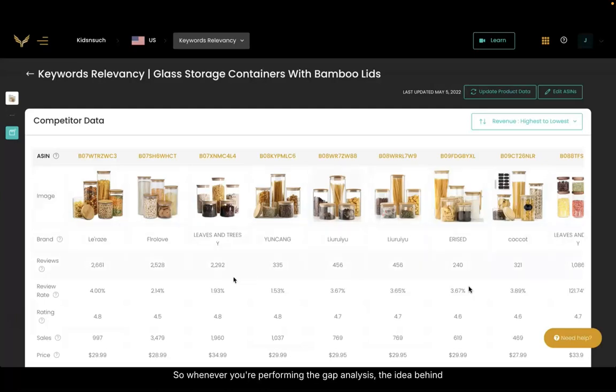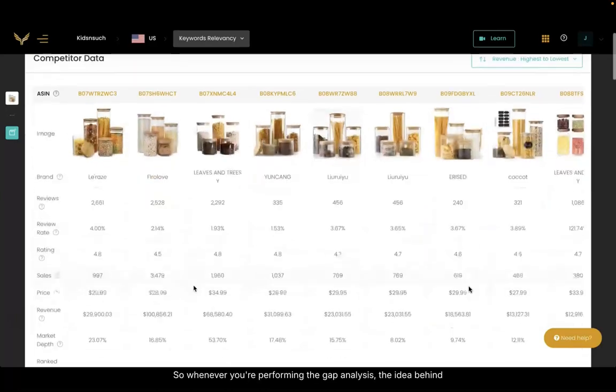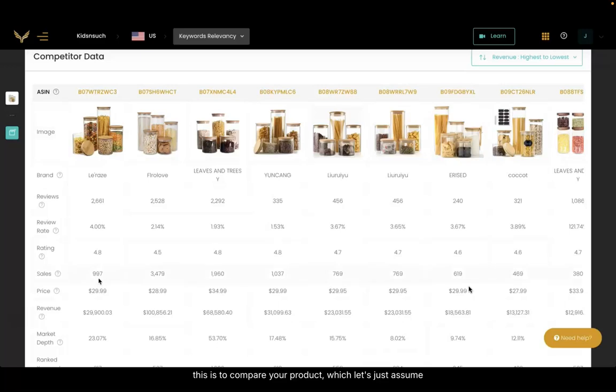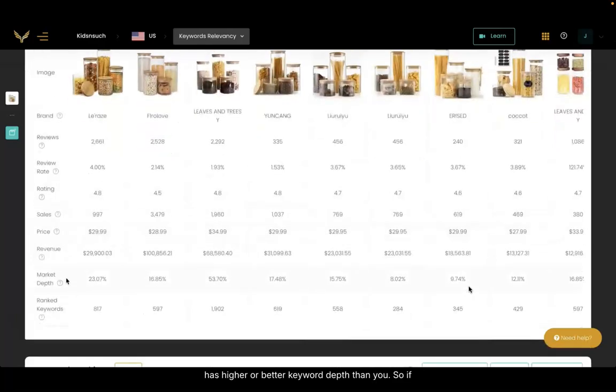Whenever you're performing the gap analysis, the idea is to compare your product, which let's just assume is this first one, to another one of your competitors who is doing more revenue than you and ideally has higher or better keyword depth than you. So if you have 23% market depth here, or keyword depth, however you want to put it, then you would want someone who's higher. Now it doesn't always work out that way, so that's why I want to run through a couple of examples.